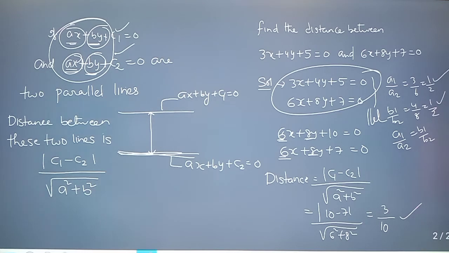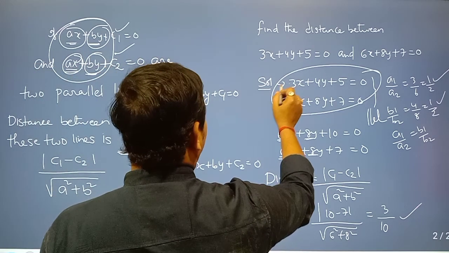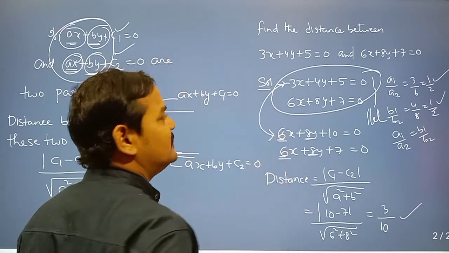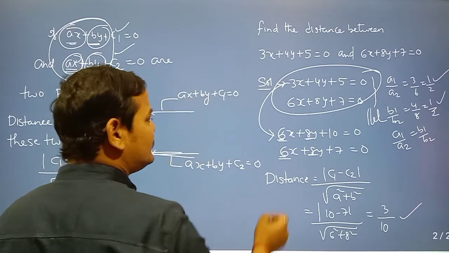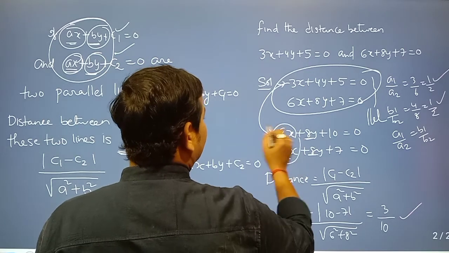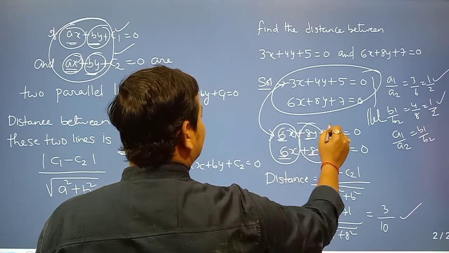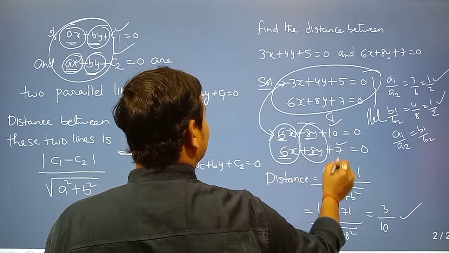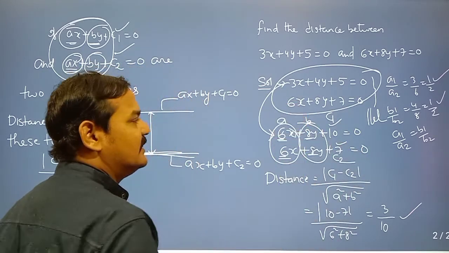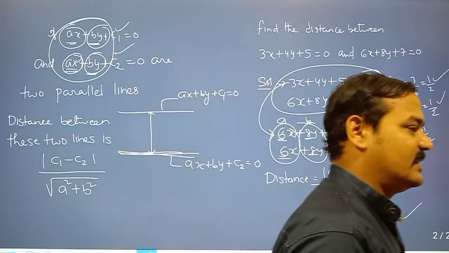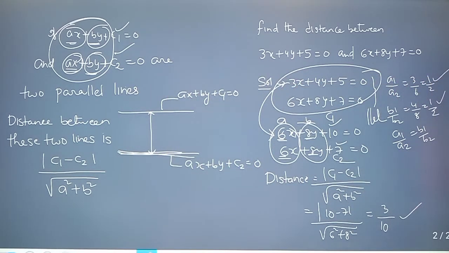For that purpose only, I need to convert this equation by multiplying by 2, so it becomes 6x plus 8y plus ... is equal to 0. Then automatically these two are the same. This is C1, this is C2, and the values are a, b. Using this formula, which is for the distance between two parallel lines, any two parallel lines' distance formula can be applied with this formula only.